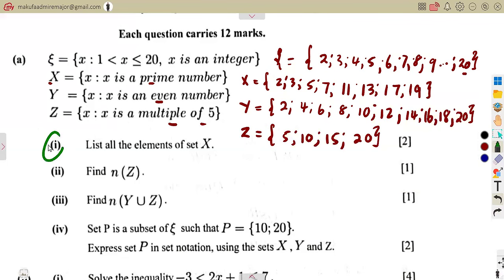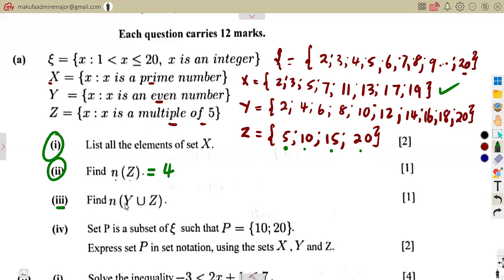So the question on item 1 was to list all the elements in set X. So this is our set X, guys. I'm not going to repeat that; we already have our set X. Item 2, number of elements in Z. These are Z, but the question is the number. How many? 1, 2, 3, 4. You count them. There are 4 elements.